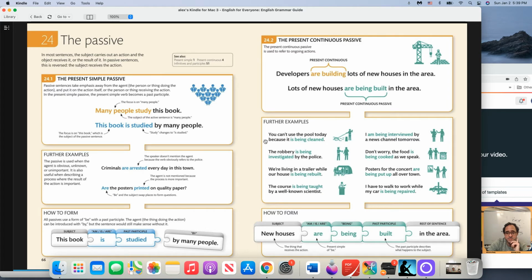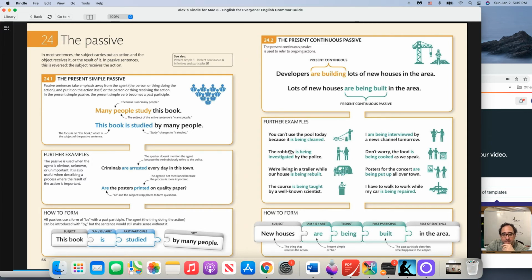Let's look at other examples. You can't use the pool today because it is being cleaned. Who's cleaning it? Oh, the pool boy. By the pool boy. I am being interviewed. Who's interviewing you? I'm being interviewed by a news channel tomorrow. You can say if someone's kidnapping you, I am being kidnapped. That's actually a passive. I'm not doing anything. I'm having it done to me. I'm being kidnapped. And then someone will say, who's kidnapping you? I don't know, this guy here. Or woman, I don't know.